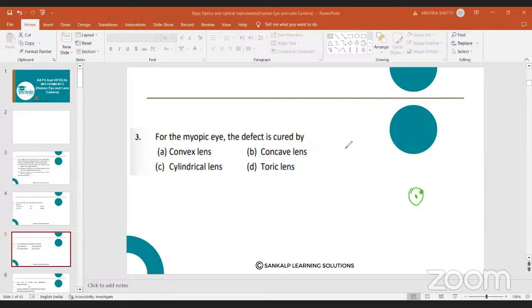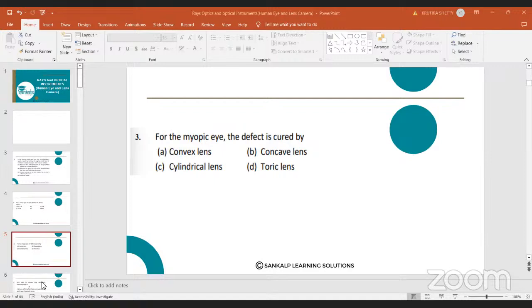So which lens can we use for that? Yes, Vidya correct. Tarun, Vidya. Kumar, Shilpa, yes, correct. It is concave. We should use concave lenses. Yes, correct. Okay, then the next question.